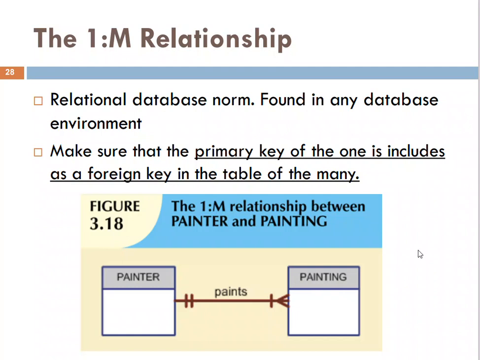Okay, nanti bila kita dah buat exercise, we will see the effect. Biasa student akan tanya yang mana satu nak jadi foreign key, sama ada painter code ataupun painting code. So yang lebih sesuainya adalah painter code, akan menjadi foreign key di dalam table painting.